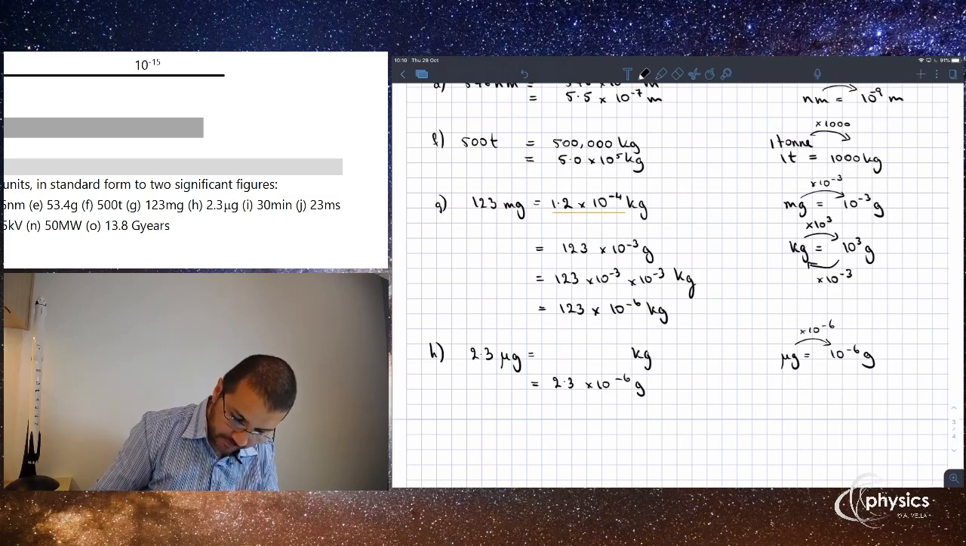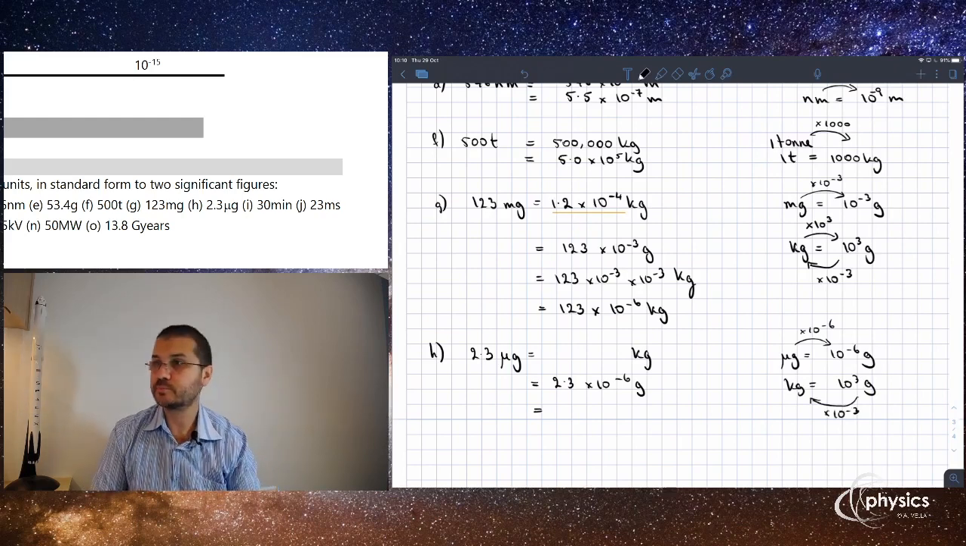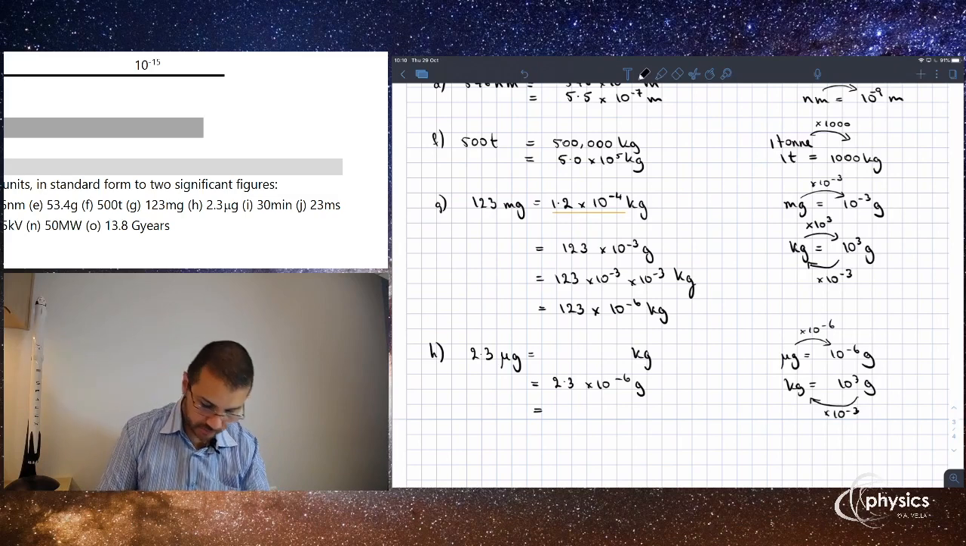And then we have to change grams into kilograms. So kilogram is 10 to the 3 grams. We're moving from grams to kilograms, so in the opposite direction. So times 10 to the minus 3. Alright? Times 10 to the minus 3.